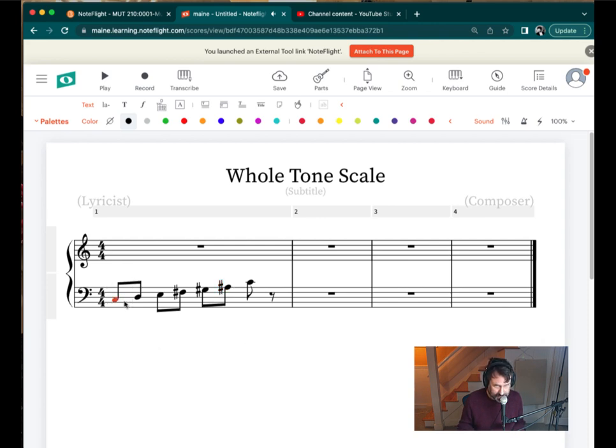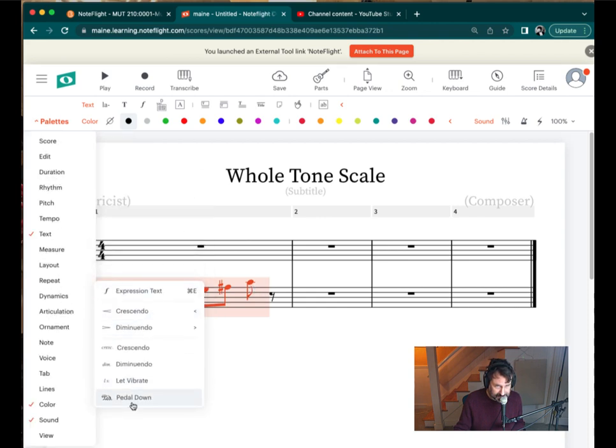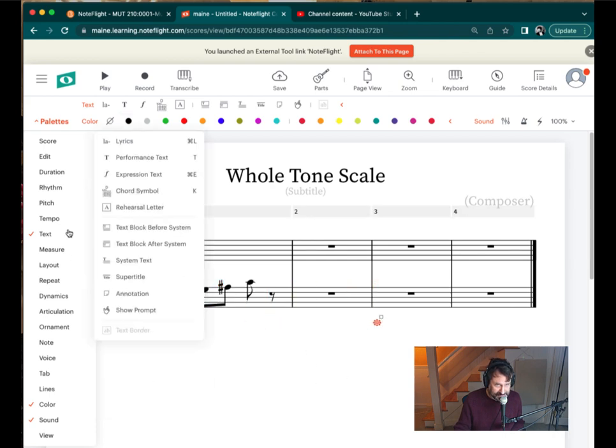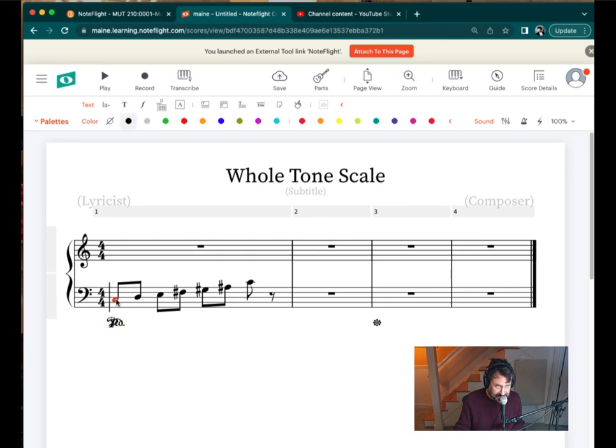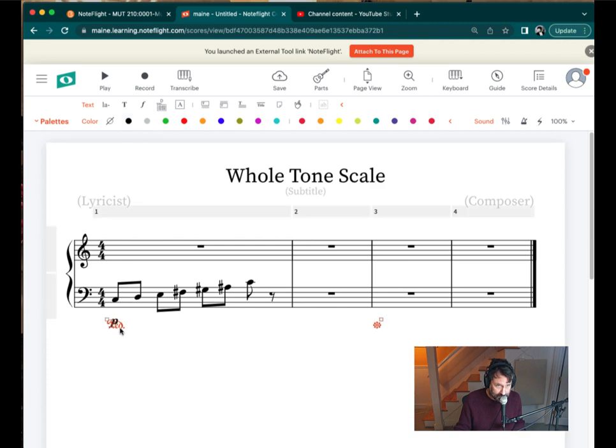Let's make this piano, and let's add a pedal here just to get the sort of sound we want. Let's drag that out, right? So this is the sort of dreamy sound of the whole tone scale, right? Familiar.